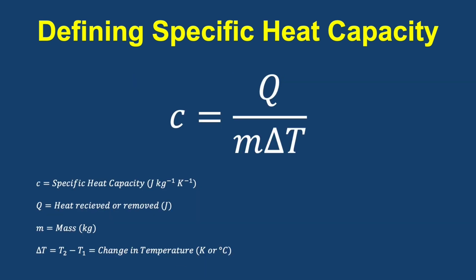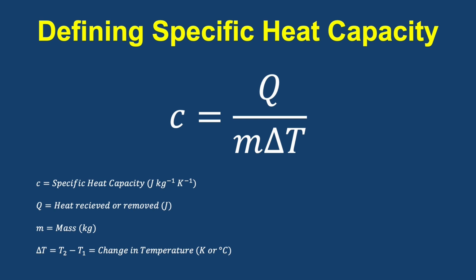In this slide, we see another version of the definition of specific heat capacity. This is a mathematical version. C equals Q over m delta T, where C is the specific heat capacity in joules per kilogram per Kelvin. Capital Q is equal to the heat received or supplied by the material in joules. M is the mass of the material in kilograms. And delta T is the change in temperature of the material.